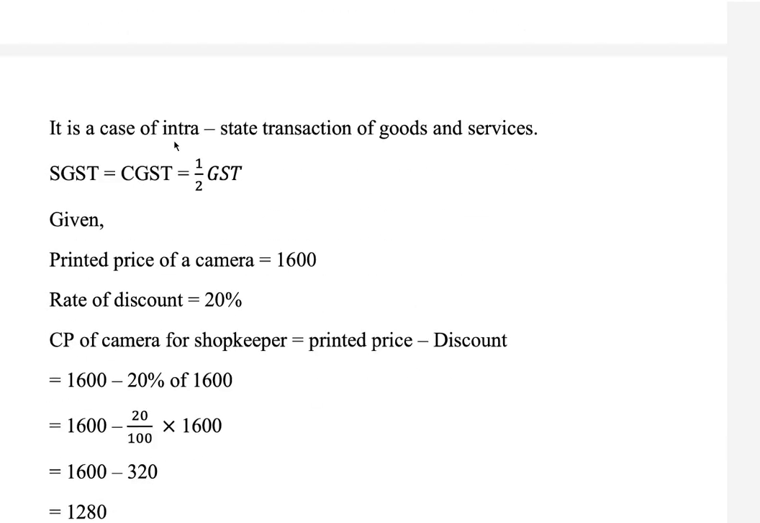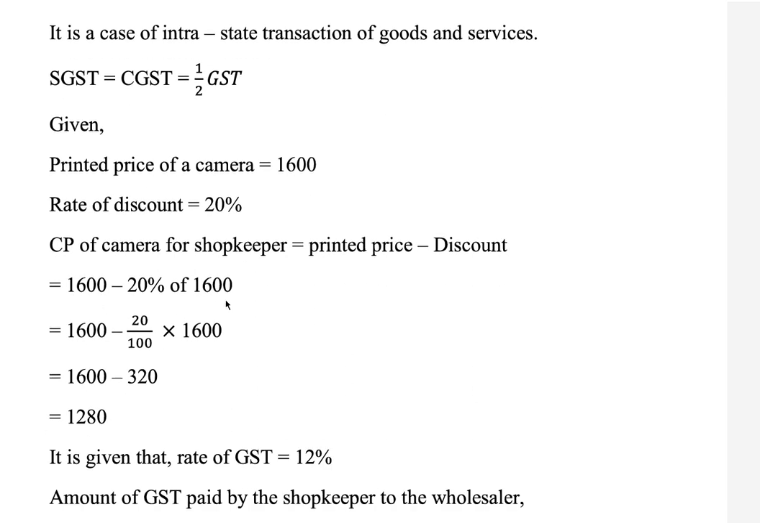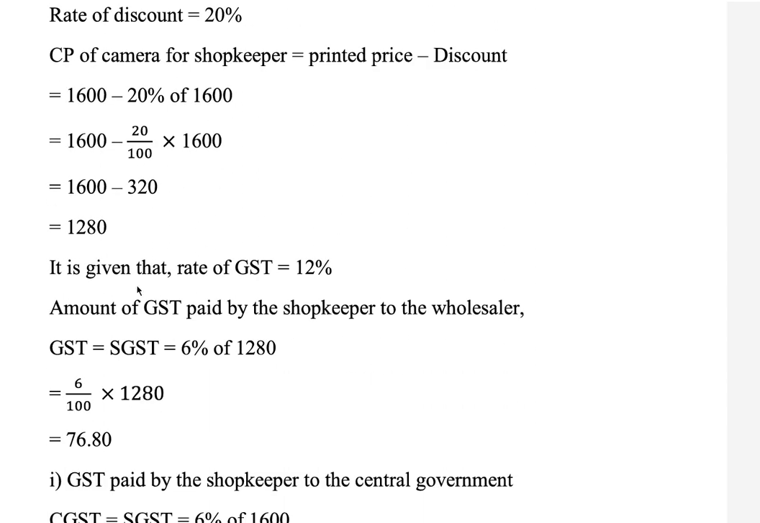In case of an intrastate transaction of goods and services, CGST is 50% and SGST is 50%, that is half of GST. In each and every sum we are doing the same practice. The printed price of the camera is 1600, rate of discount 20%. So deduct 20% of that 1600, after that you will get 1280. That is the CP of the camera. CP means the cost price. It is given that the GST is 12%.